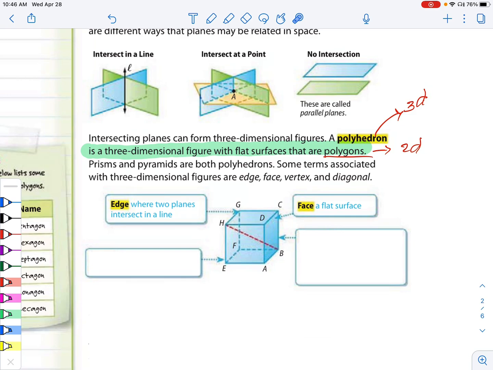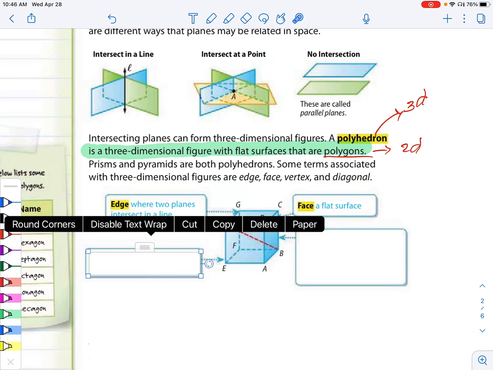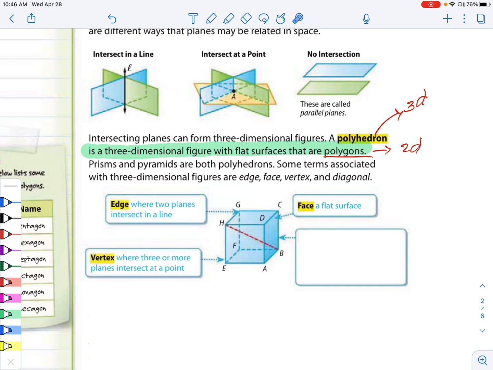The next thing we're going to talk about is the vertex. A vertex is where three or more planes intersect at a point. So in this case, these are our vertices, where three or more planes intersect. In this particular prism, you have 8 vertices. And let's count the number of edges: 1, 2, 3, 4, 5, 6, 7, 8, 9, 10, 11, 12. So you have 12 edges.